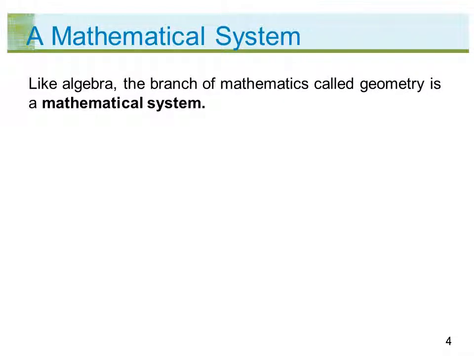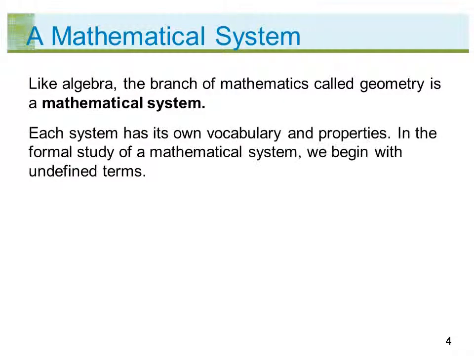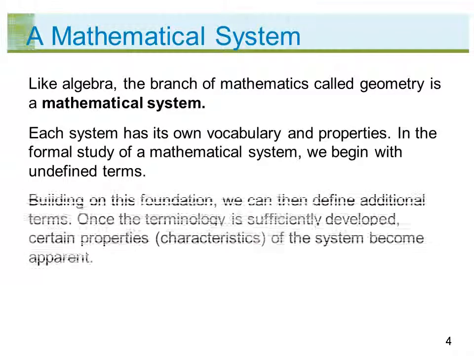Like algebra, the branch of mathematics called geometry is a mathematical system. Each system has its own vocabulary and properties. In the formal study of a mathematical system, we begin with undefined terms. Building on this foundation, we can then define additional terms. Once the terminology is sufficiently developed, certain properties, characteristics, of the system become apparent.